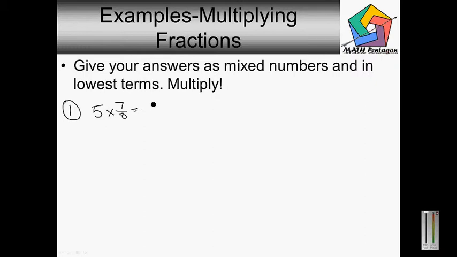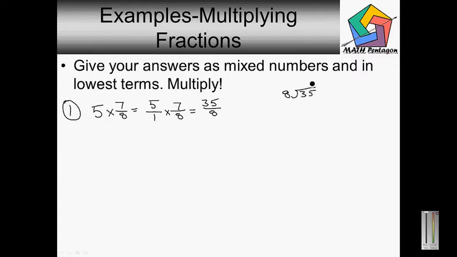We can make 5 into 5 over 1 times 7 over 8. So we multiply the numerators. 5 times 7 is 35. And 8 times 1 is 8. So we have 35 over 8. Now we have to convert this fraction to a mixed number. So we divide 35 divided by 8. So we divide.